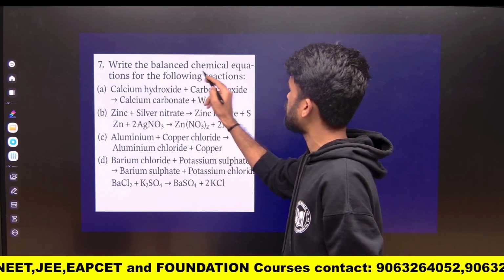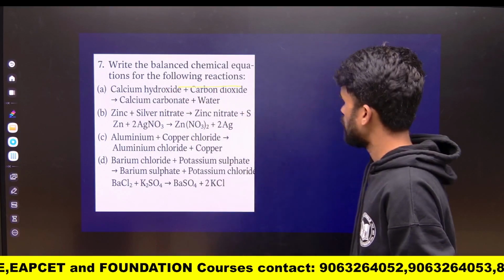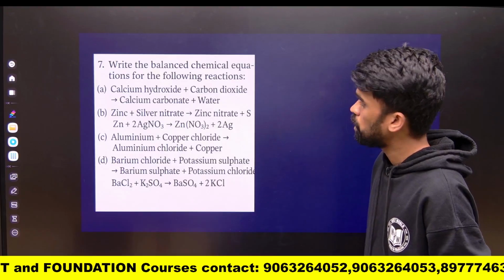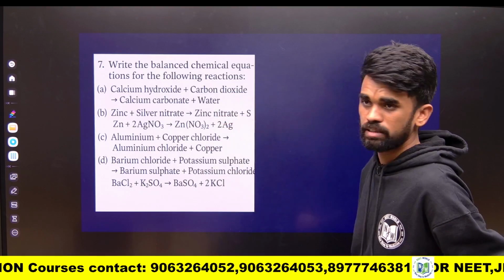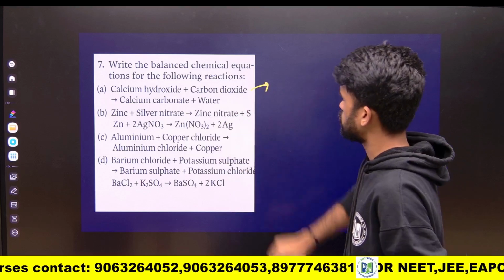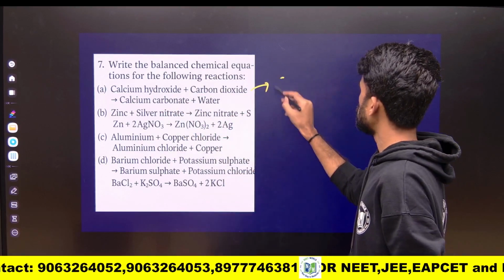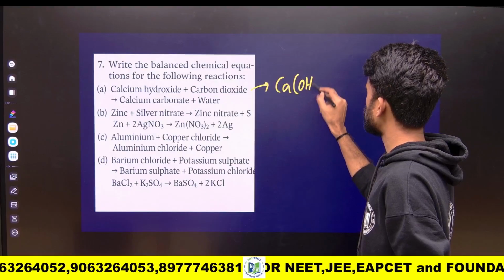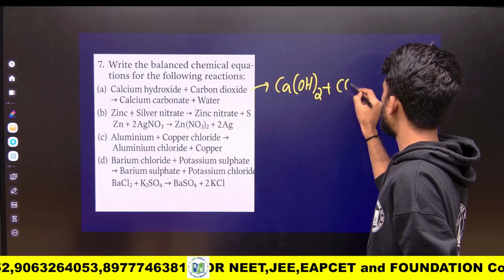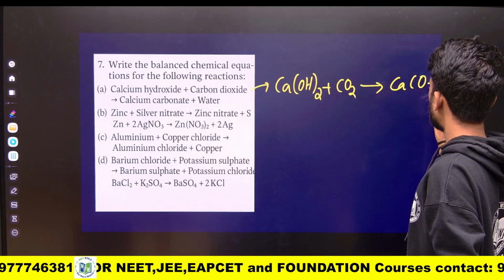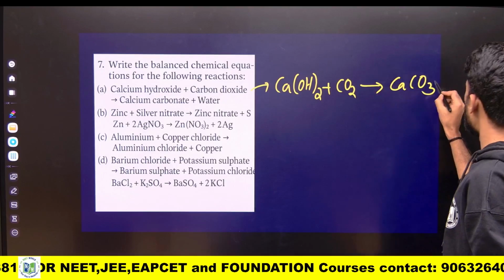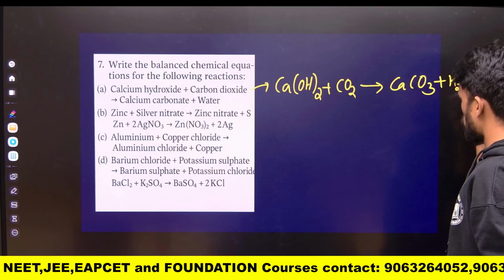Write the balanced chemical equations for the following reactions. Will you do this? I will be doing one or two and you can do the other ones, okay. Let me do the first one. Calcium hydroxide, Ca(OH)2, with carbon dioxide, forming calcium carbonate plus water, okay. So this is the product formed here.